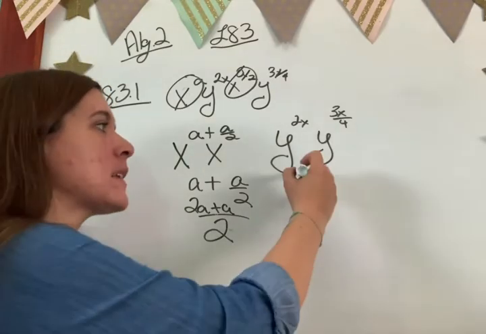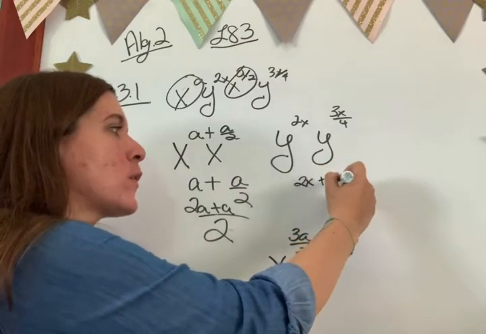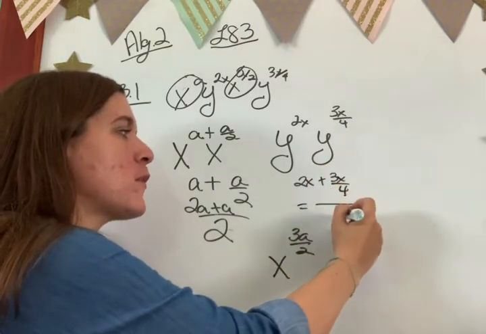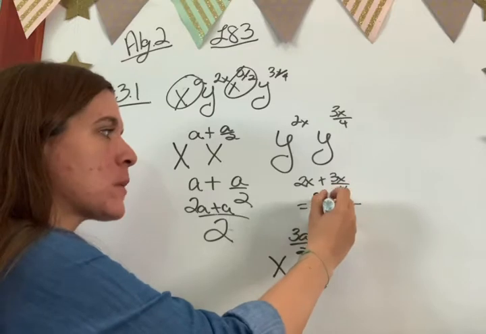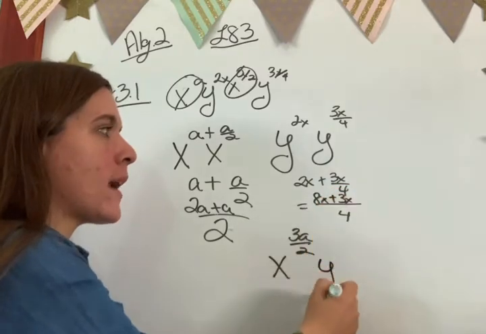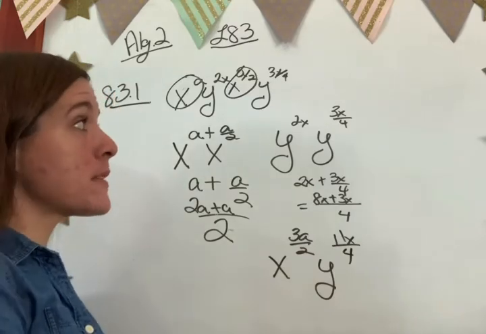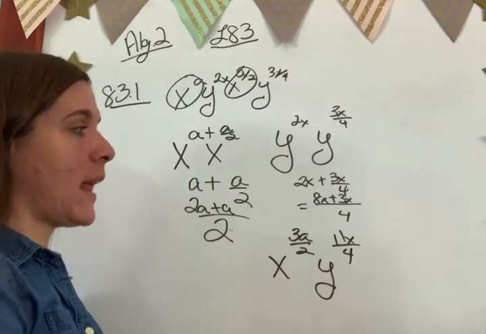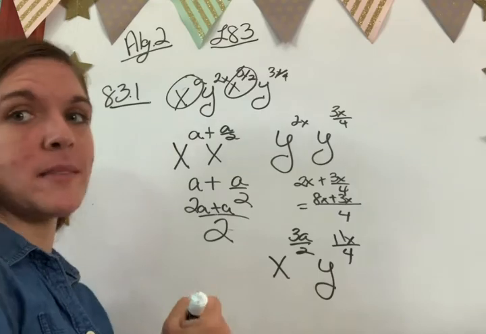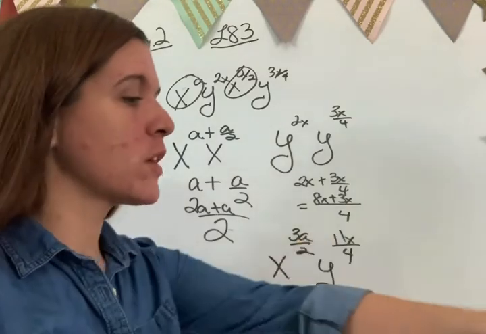Now your y is going to be 2x plus 3x over 4, so my common denominator is going to be 4. That'll be 8x for this one plus 3x, so your y will be 11x over 4. And that's as far as you can simplify it, just combining the like terms and making sure your common denominator is correct. Let's look at example 2.